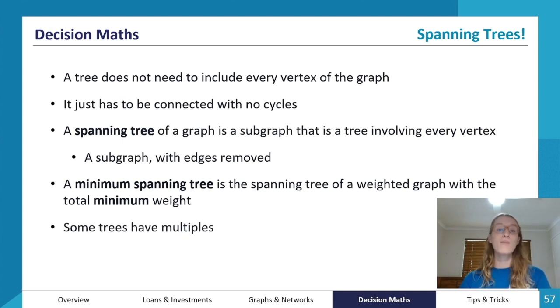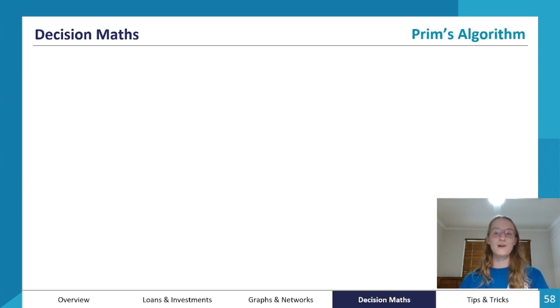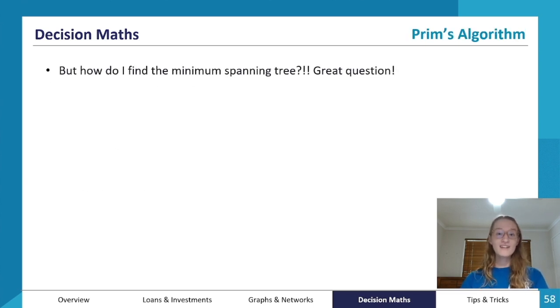And some graphs can actually have multiple different minimum spanning trees. There could be a few different solutions that could help us get the total minimum weight. So that's important to keep in mind as well. And how do we find the minimum spanning tree? We do it using Prim's algorithm, which when you think it through is actually a very, very logical process. So what you do to do Prim's algorithm and find the minimum spanning tree of your graph, you pick a vertex.